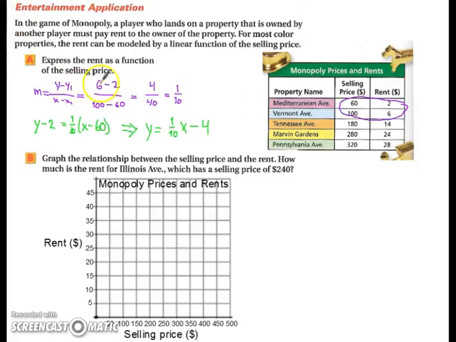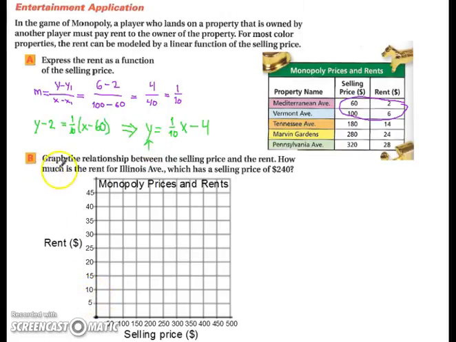Alright, so step 1, we find our slope. So I just chose the first two to find the slope of them, and we end up with a slope of 1/10. And now we can plug our information into point-slope form and solve for y. And when we do so, we end up with y equals 1/10 x minus 4. So we have now efficiently expressed the rent as a function of the selling price.